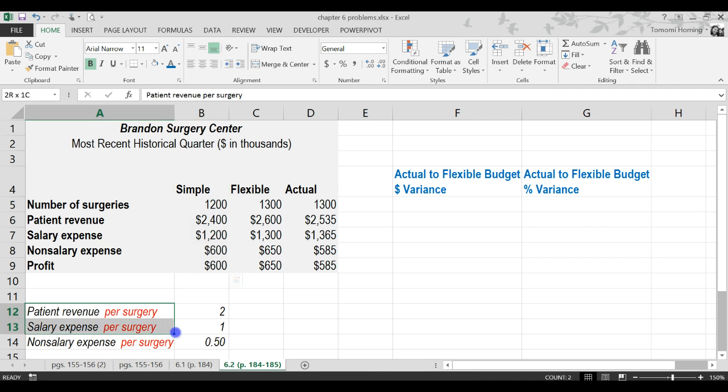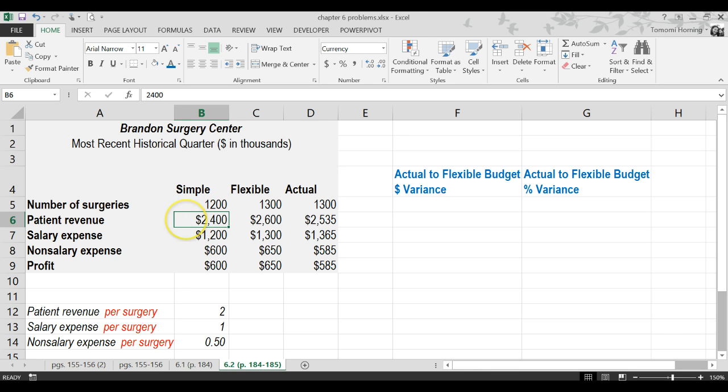So in cells A12 through A14, I've done this intermediary calculation to help you understand the relationship between patient revenues, salary expenses, and non-salary expenses per surgery or per changes in volume. So this number of surgeries equals the volume. You can see here, when we have a volume of 1,200 surgeries, we generate patient revenues of $2.4 million.